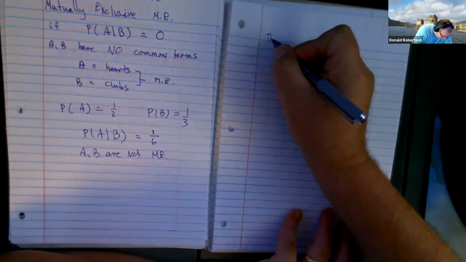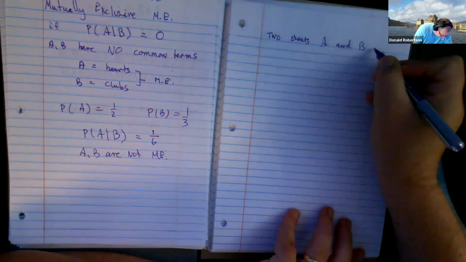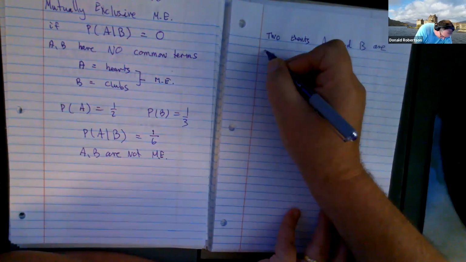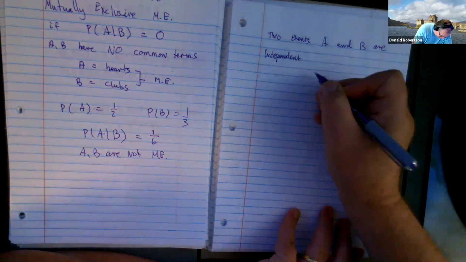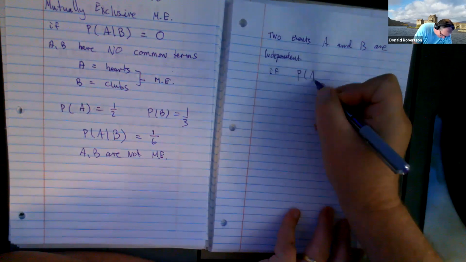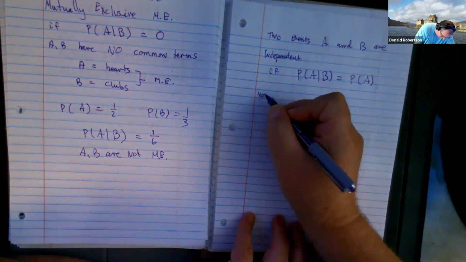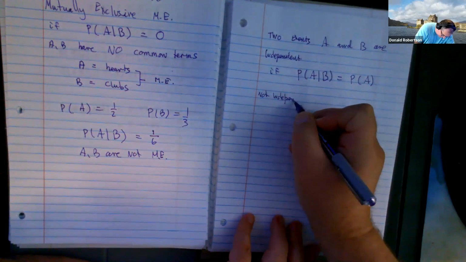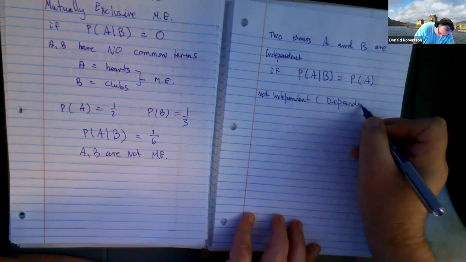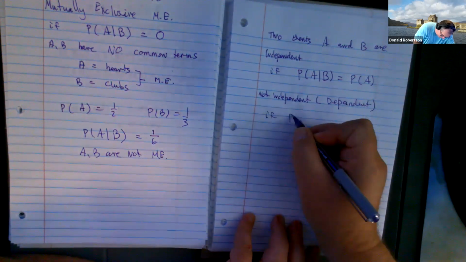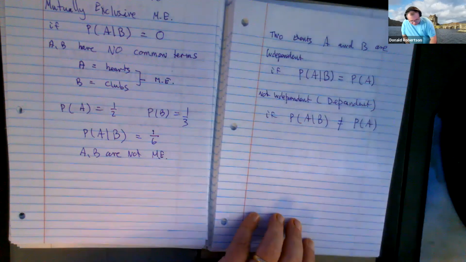Now, there's another one that looks very like it, and people very often get confused between the two, but they are different. Two events, A and B, are independent if the probability of A given B is the same thing as the probability of A. And they are not independent, also called dependent, if the probability of A given B is not equal to the probability of A. So this is the way you can do it with numbers.